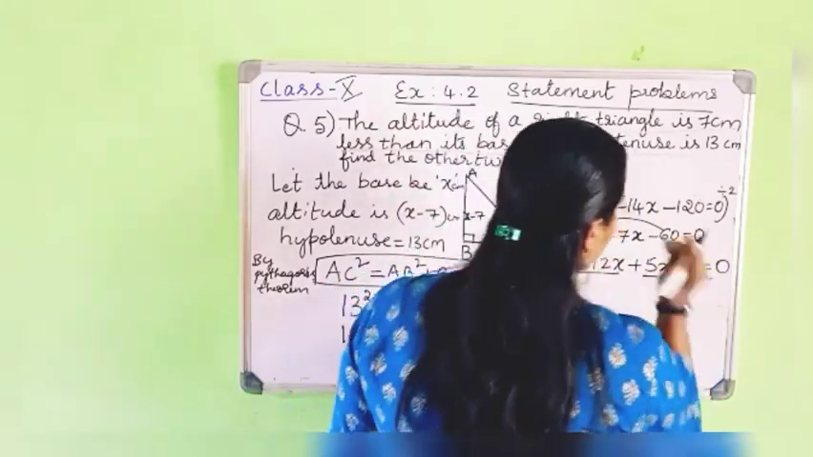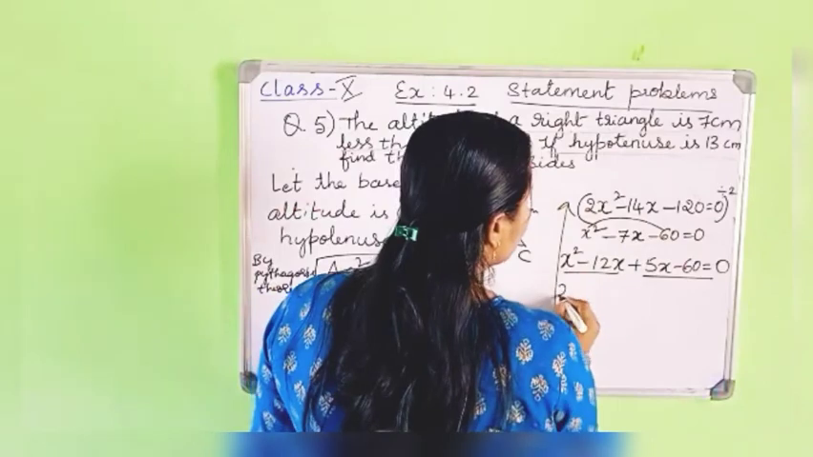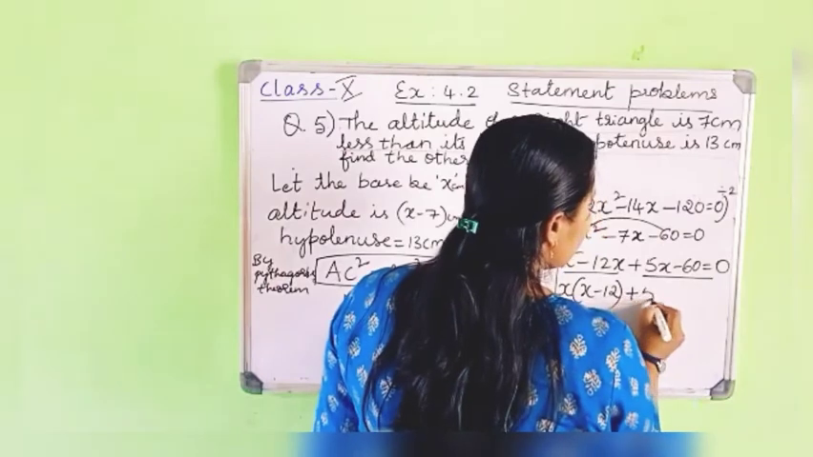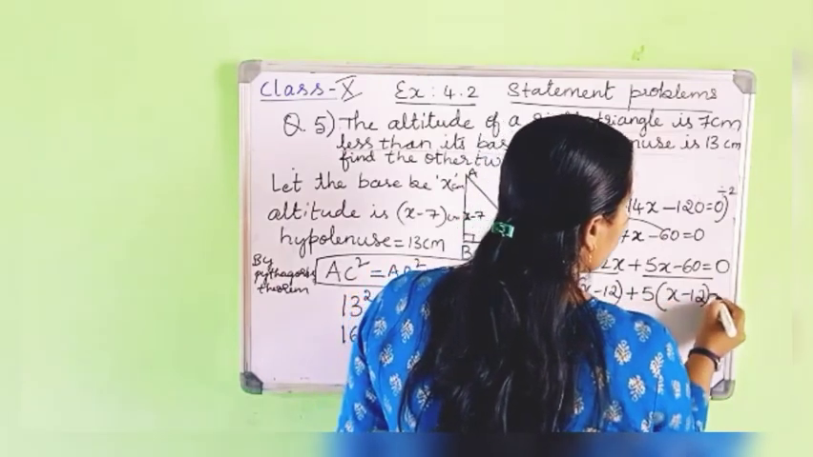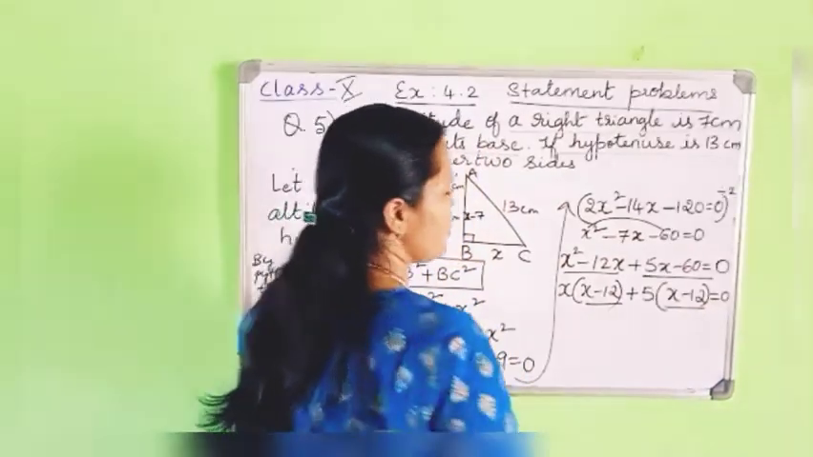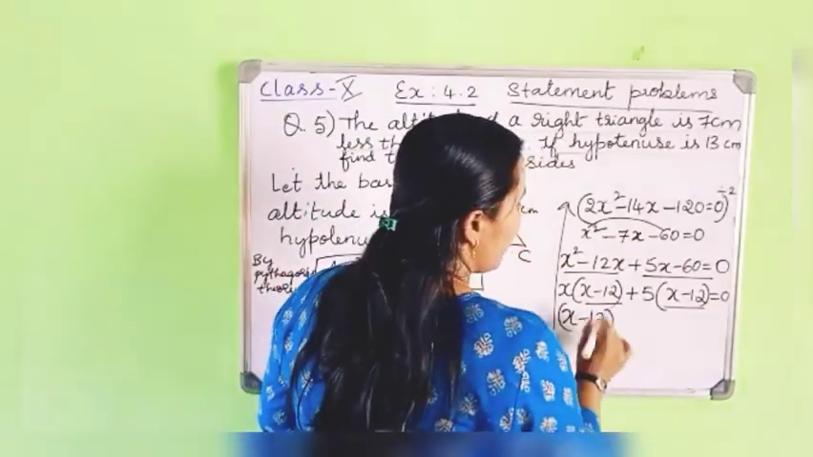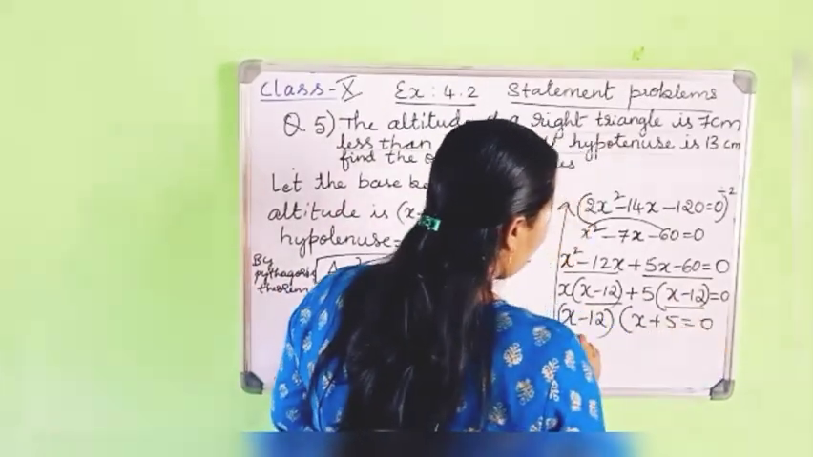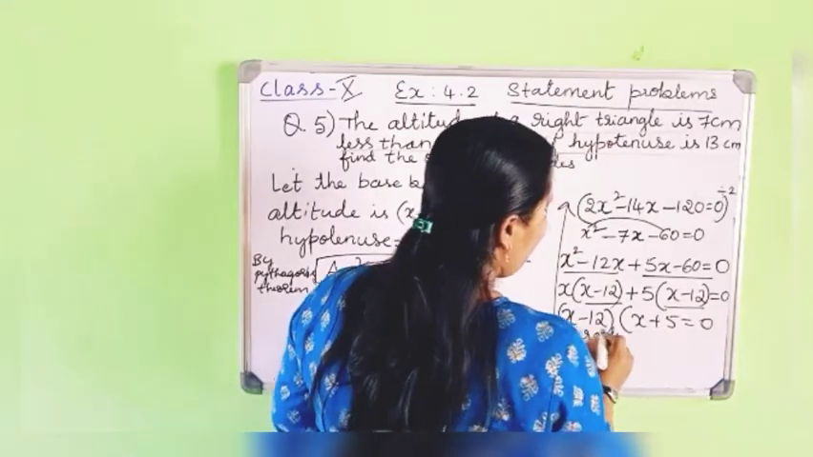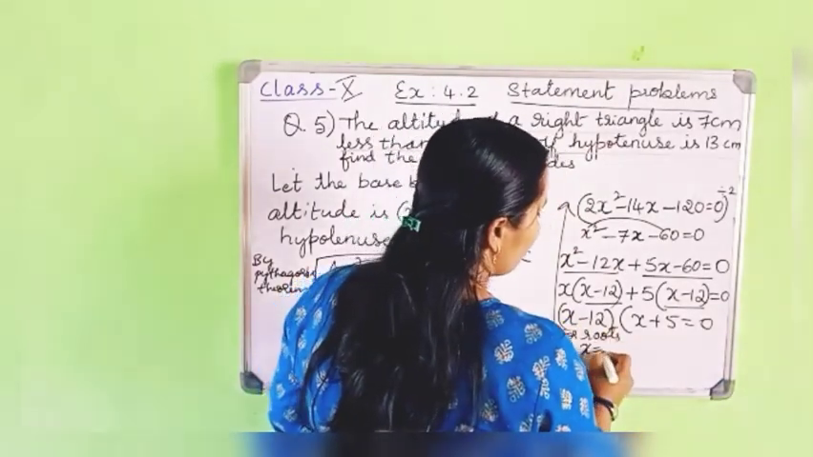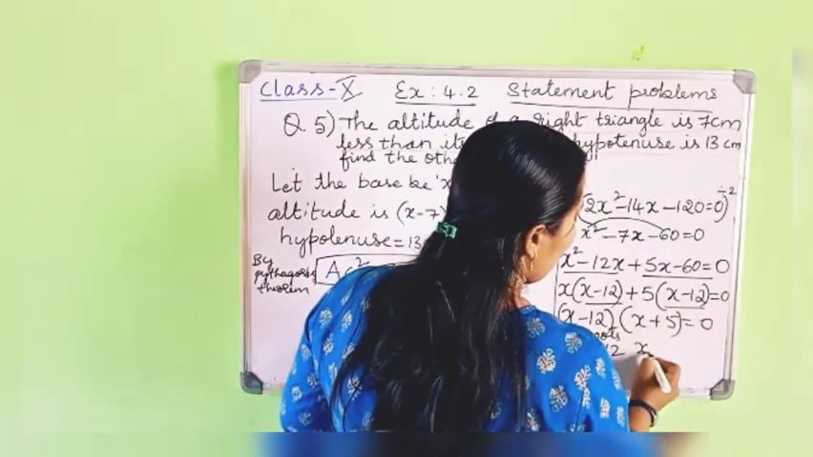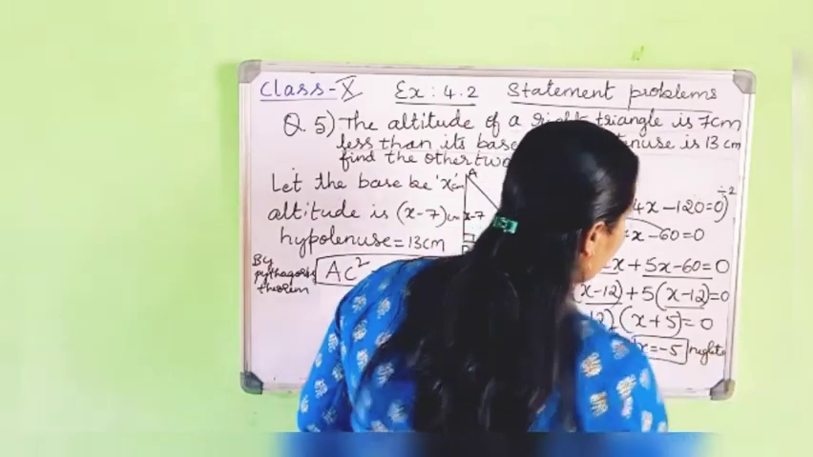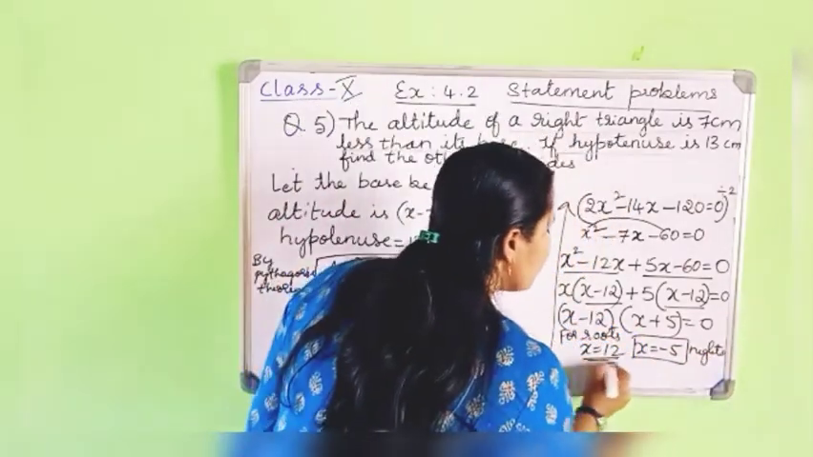Now we can group two terms and take out the common factor. x is common from the first two terms, and 5 is common from the second two terms. What is common among these two groups? x minus 12. If I take out x minus 12 from both, what is remaining? x plus 5. So for roots, if x minus 12 is equal to 0, x is equal to 12. If x plus 5 is equal to 0, x is equal to minus 5. I told you, this minus 5 is neglected. You should consider only the positive value here.